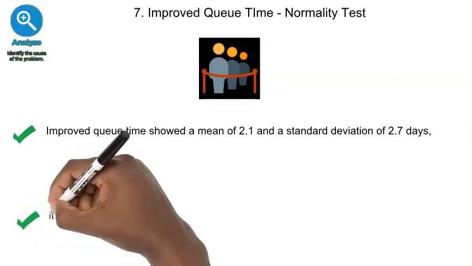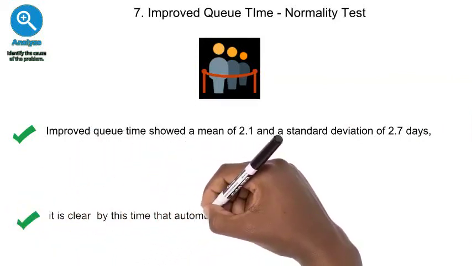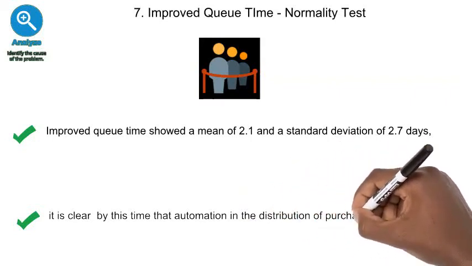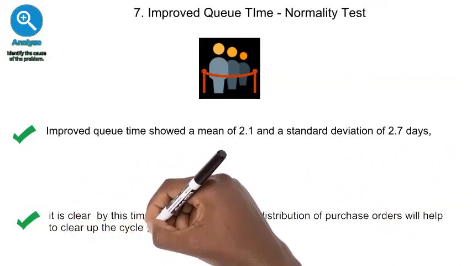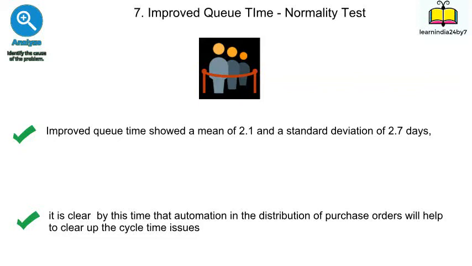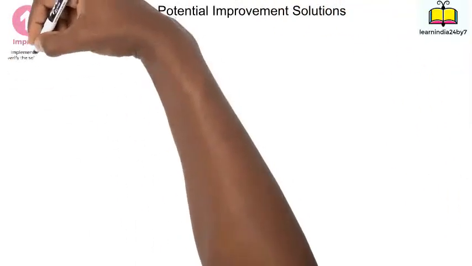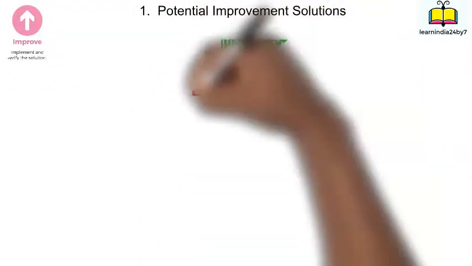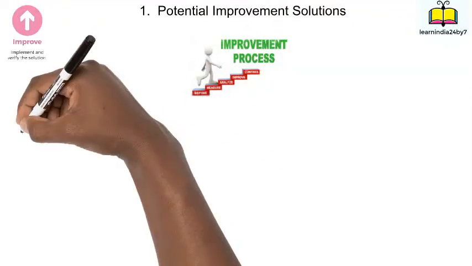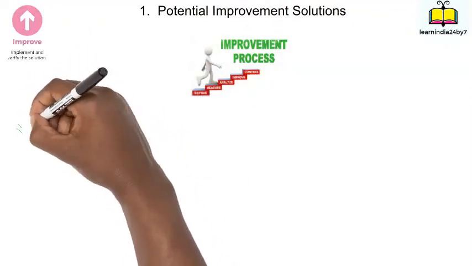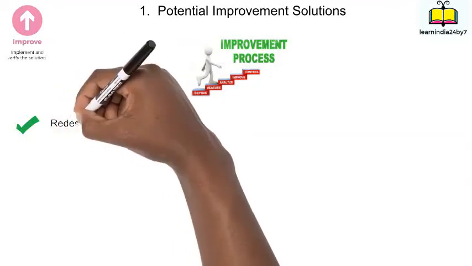Improved queue time showed a mean of 2.1 and a standard deviation of 2.7 days. It is clear by this time that automation in the distribution of purchase orders will help to clear up the cycle time issues. After thorough analysis of requisition distribution and the cycle time relationship, the Six Sigma team came up with potential improvement solutions.